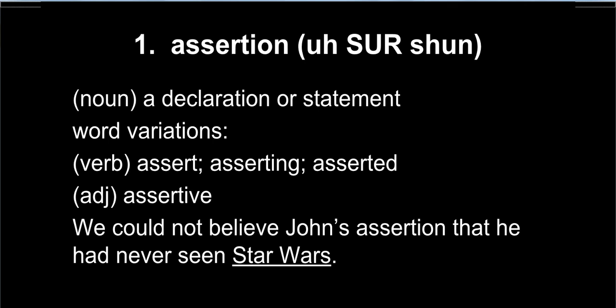There are a few word variations. It can be a verb. You can create a verb and say assert, asserting, asserted, depending on what tense of the verb you want to use. Or you can create an adjective, assertive. We could not believe John's assertion that he had never seen Star Wars.